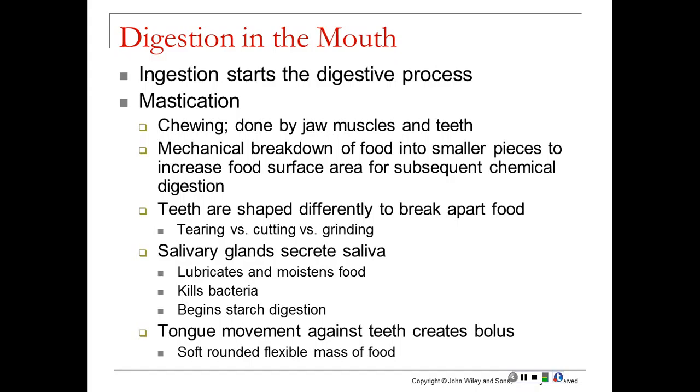The movement of the tongue against the teeth is going to create a little ball of food called a bolus. It's basically a soft, rounded, flexible mass of food that we don't like to think about, but it's in there as we're chewing, and it gets swallowed eventually.